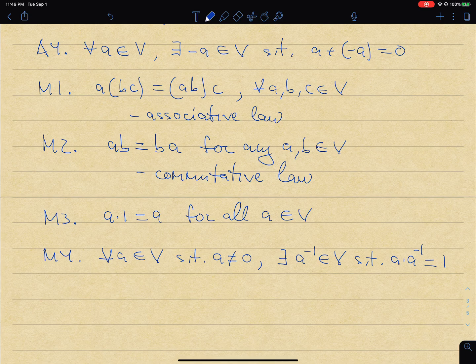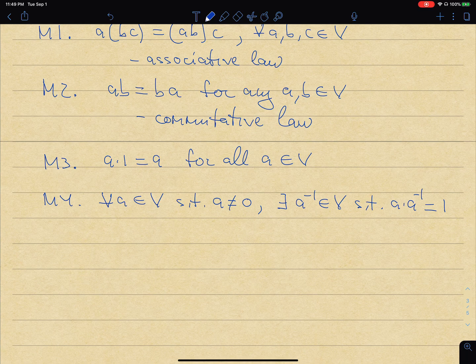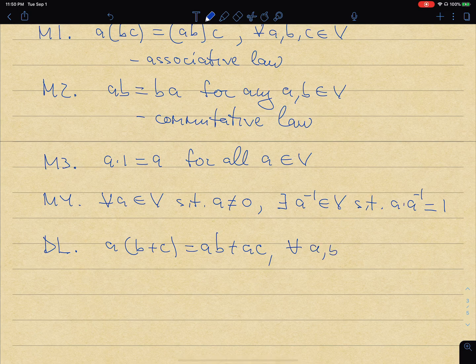Right, so we have very similar properties for addition and multiplication. A1 through A4 only involve addition. M1 through M4 only involve multiplication, but there also must be something which connects multiplication and addition, and this is factoring, right? So I have DL. I'll explain in a second what this stands for. A times B plus C, I should be able to distribute. This is AB plus AC. This is true, again, for any A, B, C in V. Why is it DL? Because this is a distributive law.